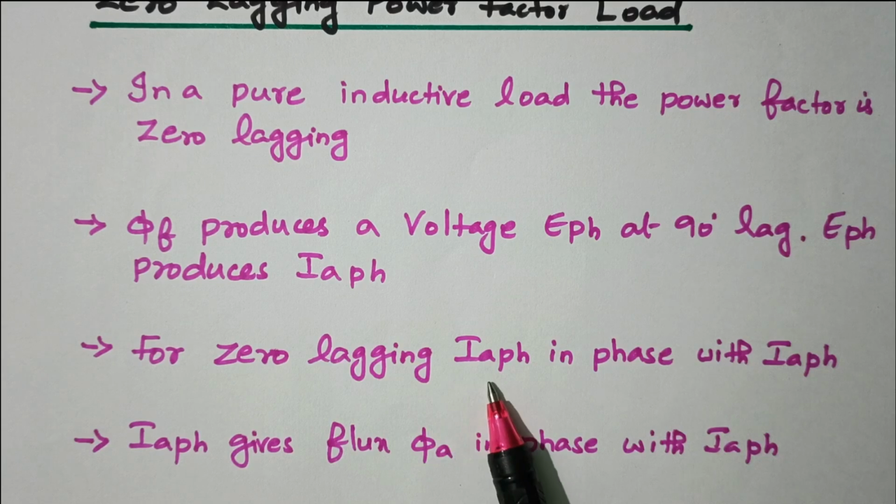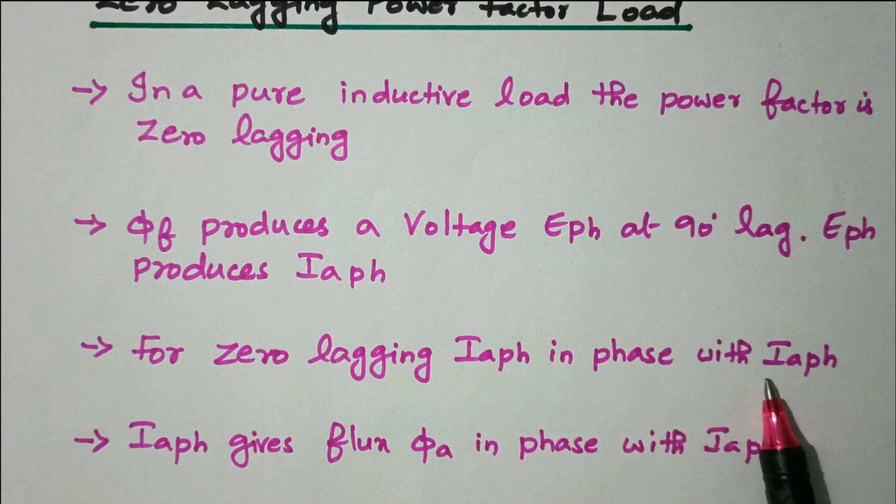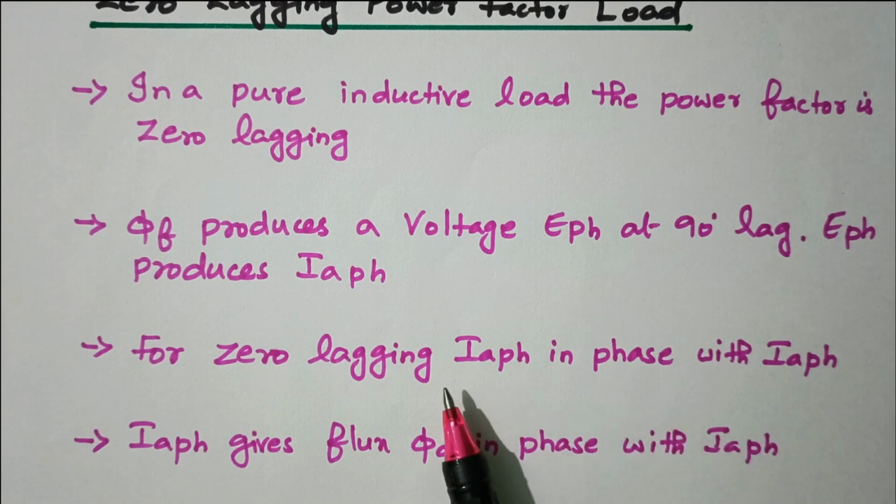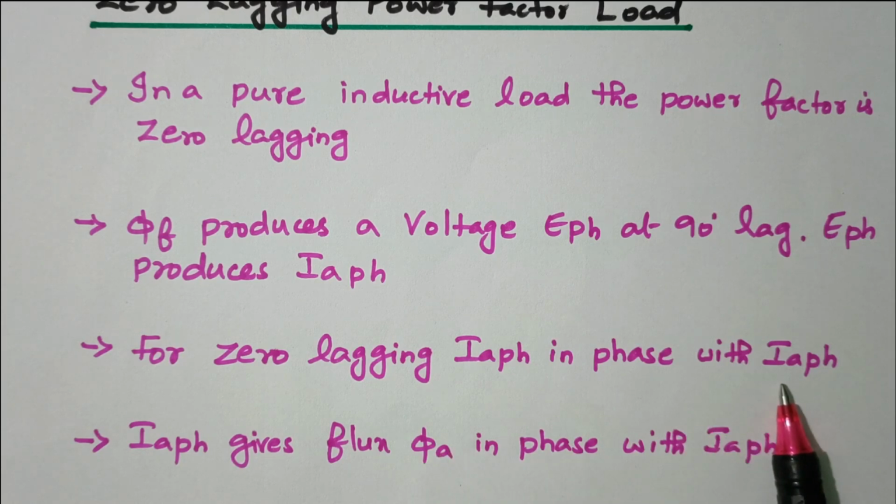For zero lagging, IA phase lags E phase. IA phase gives you a flux phi A in phase with IA phase. So because of the current IA phase, phi A is produced, that is also in phase with the IA phase.